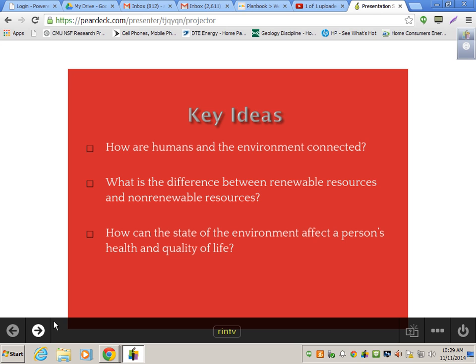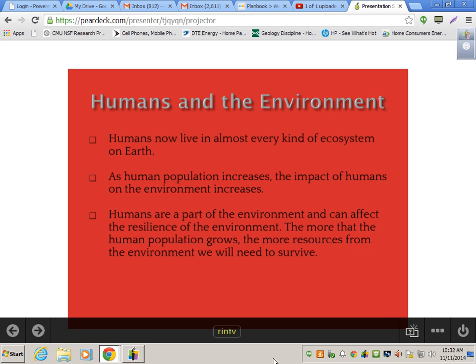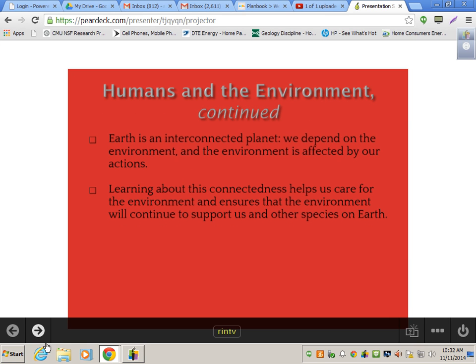So humans are part of the environment and can affect the resilience of the environment. And we talked about resiliency being linked back to biodiversity, and that's what we're talking about here. Now, the more that the human population grows, the more resources from the environment that we will need to survive. Now, Earth is an interconnected planet. We depend on the environment, and the environment is affected by our actions. Learning about this connectedness helps us care for the environment and ensure that the environment will continue to support us and other species on Earth.